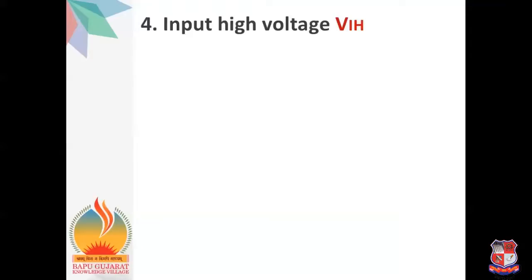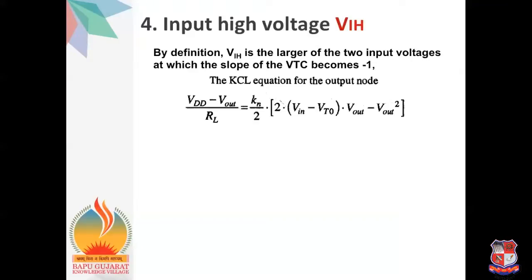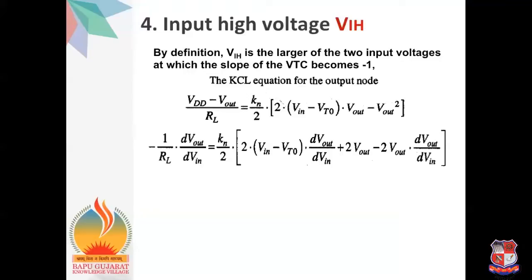So now let's find out the input high voltage, that is VIH. By definition, VIH is the larger of the two input voltages at which the slope of the VTC becomes -1. So here the KCL equation for the output node is (VDD - Vout)/RL equal to IR. IR is equal to ID, and the drain current in the linear mode is Kn/2 [2(Vin - VTO)Vout - Vout²]. So by applying the differentiation with respect to Vin, we get these equations.